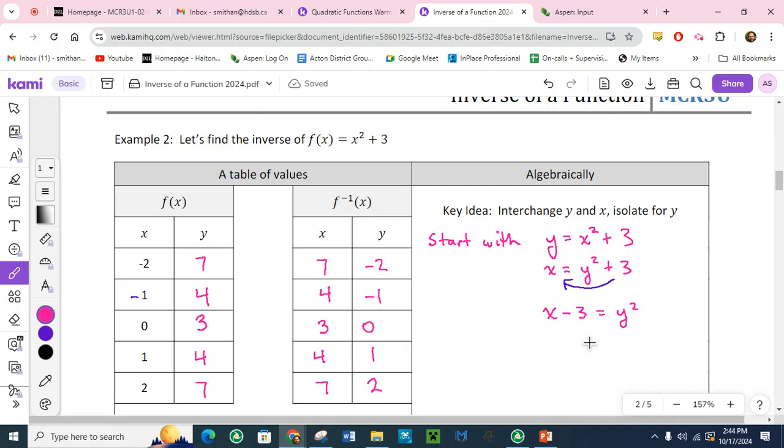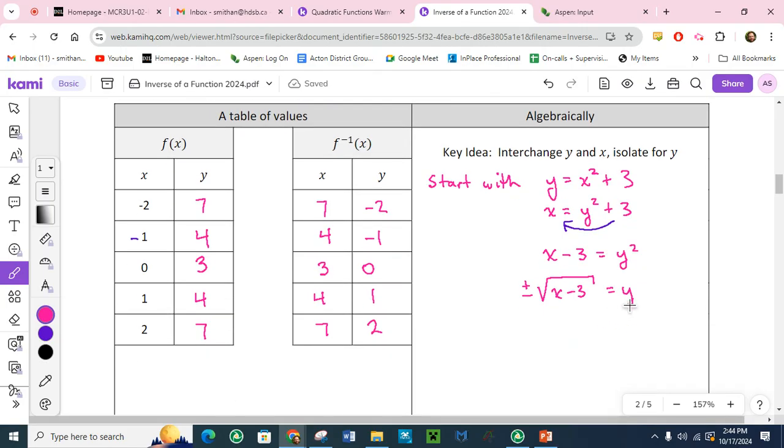When we do the same thing here, this is so important. We have to keep the plus and the minus. So when I continue here, I'm not just going to put the root of x minus 3. I'm going to have plus or minus the square root of x minus 3. This is the inverse. It's not just root x minus 3. It's actually both the positive and the negative. So the inverse is equal to plus or minus the root of x minus 3. That's a really important idea introduced here in this course.